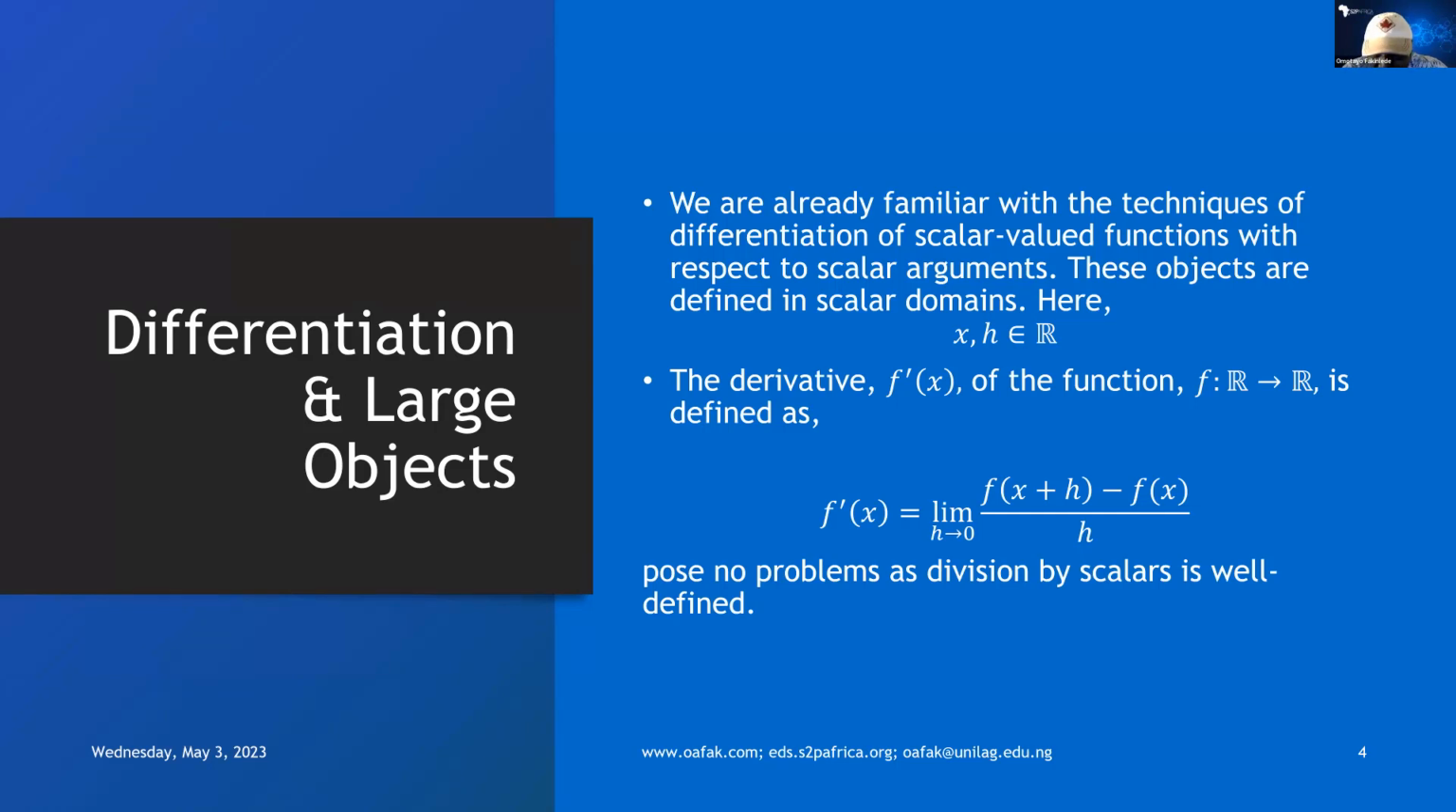But what if x is a vector and h is a vector? Can you therefore write the derivative as f of x plus h? x plus h is still possible, even if x and h are vectors. f of x plus h minus f of x is still possible. But when you now divide it by the vector, then you are in trouble. You are no longer doing mathematics, you are doing juju or some other thing.